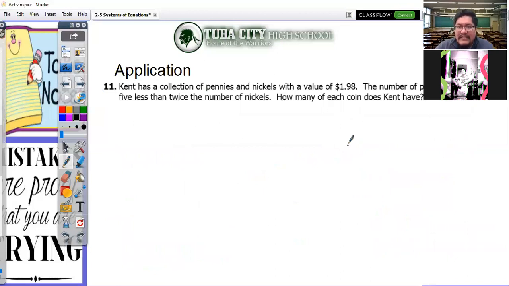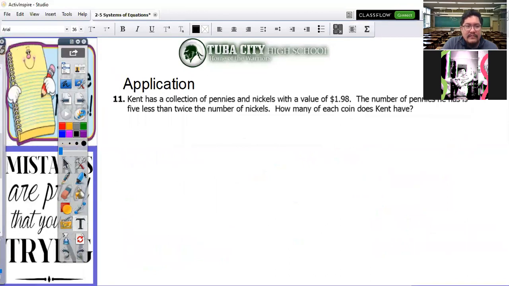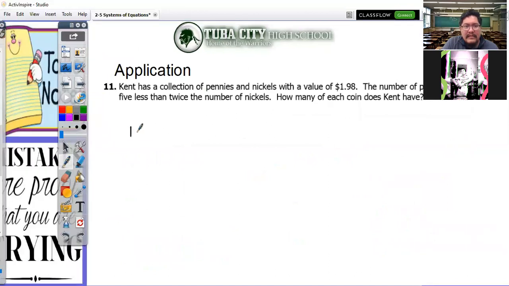Anyway, last one. So we've seen one like this one before, where there's pennies and nickels. So let's go ahead and put that down. P equals pennies, and N equals nickels. And here we have a collection of pennies and nickels that are $1.98. So it doesn't matter what they're worth, just the number of pennies and the number of nickels.